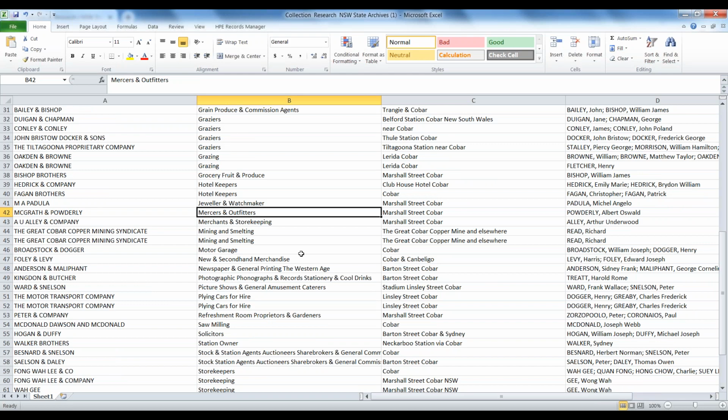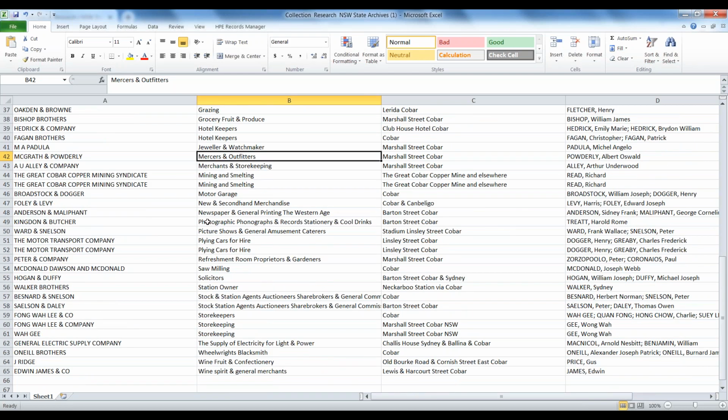There are mining and smelting companies. This is a mining town after all. There's a newspaper, there's a picture show, photographic and phonograph and records, stationery and cool drinks. So again, it's of the time, but also of the nature of the size of the town.